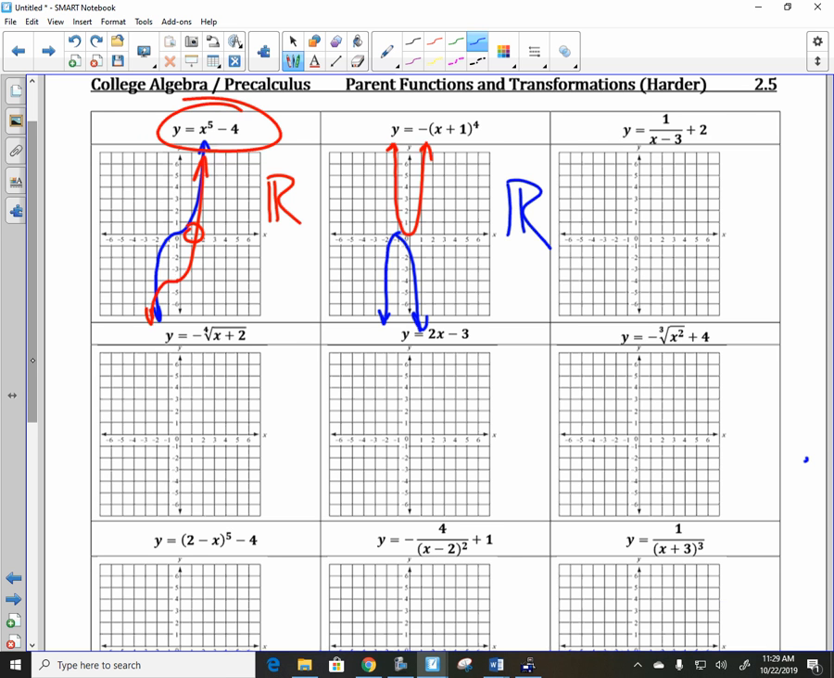I've seen this one before, haven't I? Horizontal shift. Vertical shift is up 2. Horizontal shift is right 3. So I'm going to go right 3, and I'm going to go up 2. Are these going to be in opposite quadrants or adjacent quadrants? Opposite, yeah, because it's an odd power, so opposite.